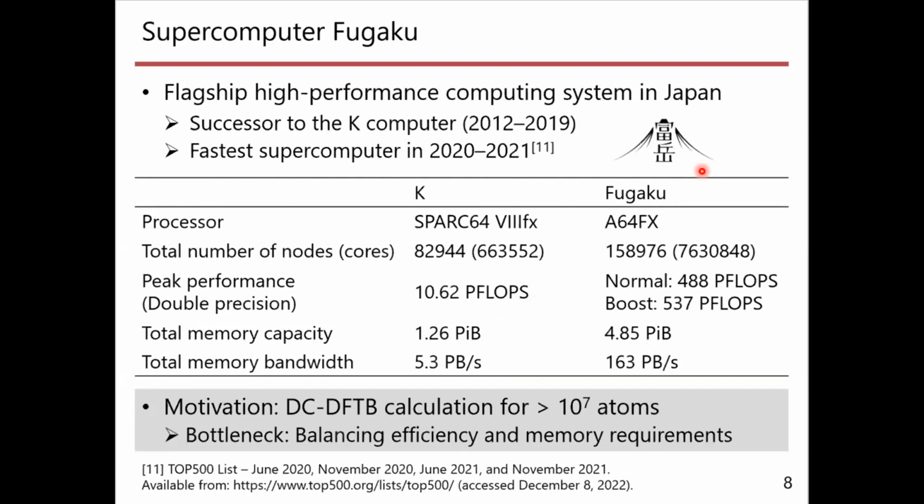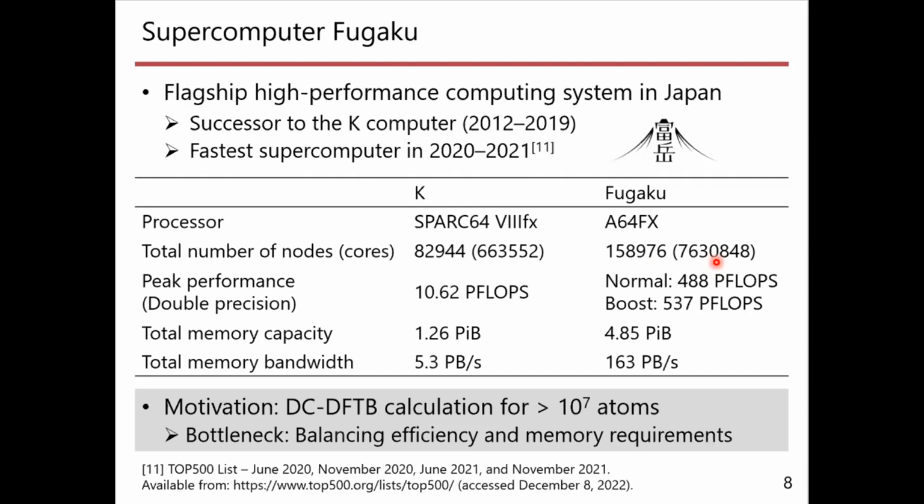And herein, I'd like to introduce the recent advances of the DCDFTBMD code after the NIS 2020. The contents are listed in this slide. The first topic is about improving the system size limit, beyond 1 million atoms, by using the current Fugaku supercomputer in Japan.